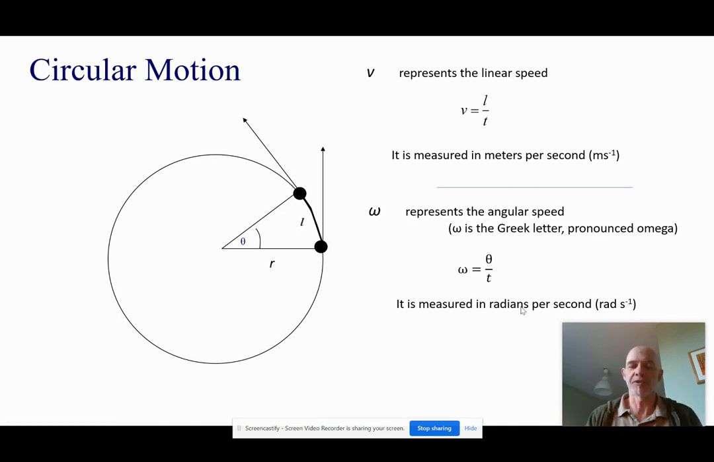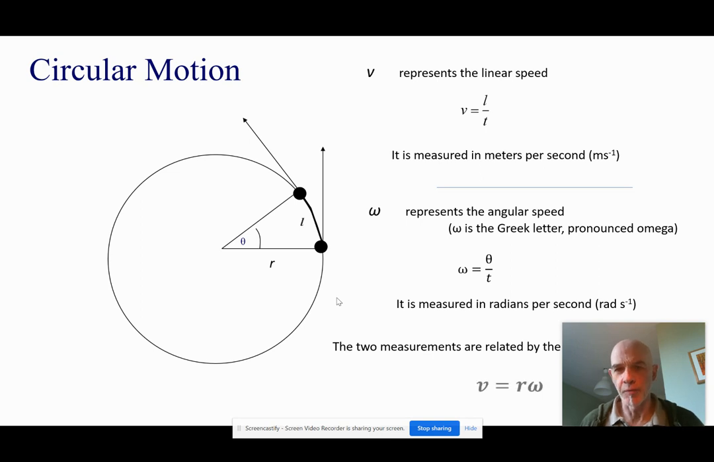Basically, radians are the standard measurement of how we measure angles, not degrees. This curly guy here is the Greek letter omega. Many students call it W. You can call it anything you want, but I will be calling it omega. Now, those two measurements, V and omega, linear speed and angular speed, are connected by the equation V equals r omega. Linear speed is the radius multiplied by the angular speed.